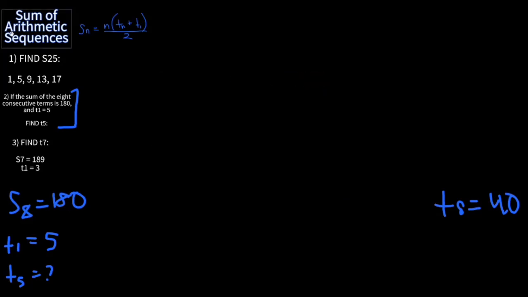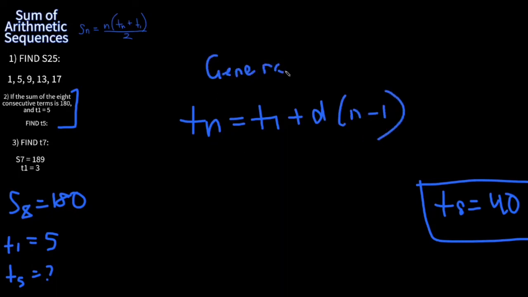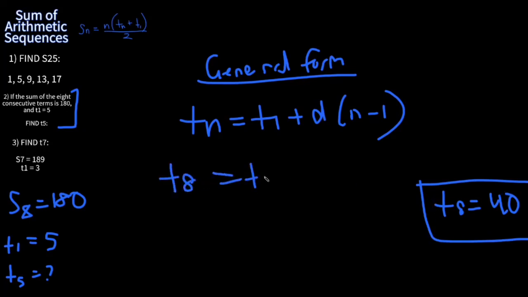So now that we've done that, we can input this into a different equation. Now what is it? Well, remember this equation of Tn equals T1 plus d bracket n take 1. The one that we learned is called the general formula from the first arithmetic sequence video. Well, we can input this. So T8 is equal to T1 plus d bracket n take 1, or 8 take 1, sorry.